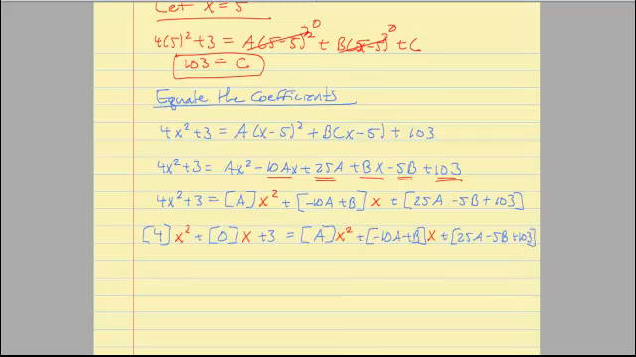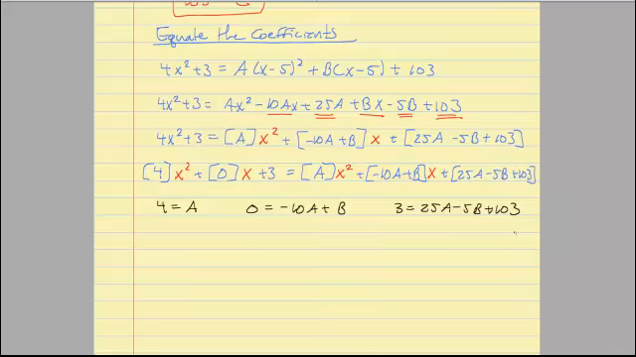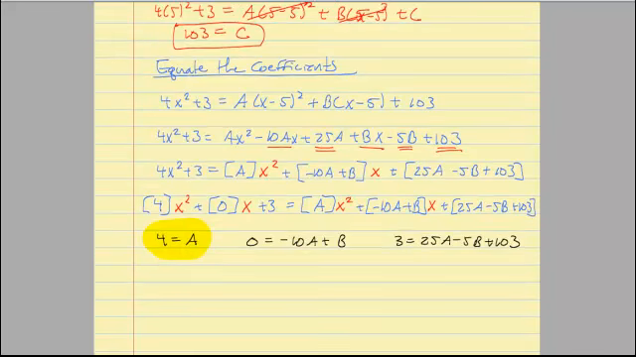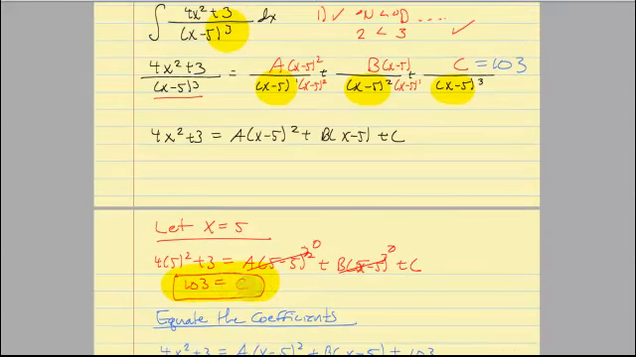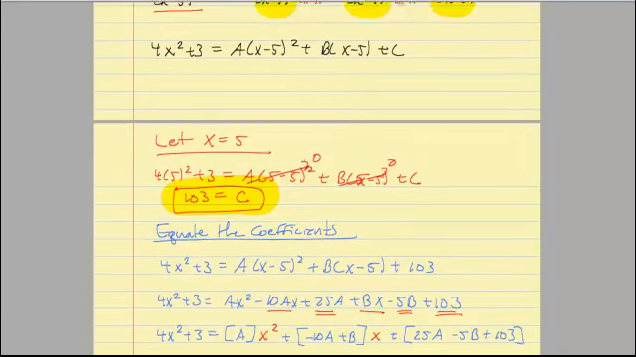Now when we rewrite the left-hand side, I can start thinking about equating the coefficients. If these are truly equal statements on the right and the left, then my 4 had better equal a. My coefficients better match up for my quadratic terms. My coefficients better match up for my linear terms, so 0 better equal −10a + b. And 3 better equal the constant on the right, which is this trinomial. So that's the next step, to go ahead and equate these coefficients. So as soon as we equate these coefficients, we have another solution. We know a is equal to 4. So if we look up from above, we have c is equal to 103, and now we know a is equal to 4.